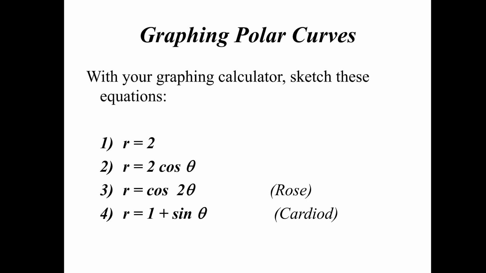And now graphing the polar curve. With the graphing calculator, sketch these equations. We have r equals 2, which looks like it's going to be a circle. And r equals 2 cosine theta, we'll find out, most likely it's going to be a circle. Then r equals cosine of 2 theta, the double angle identity of cosine 2 theta. And r equals 1 plus sine theta, which is the cardioid. So we'll take a look at that.